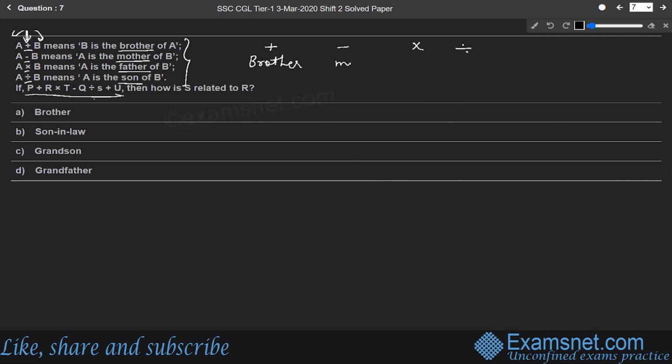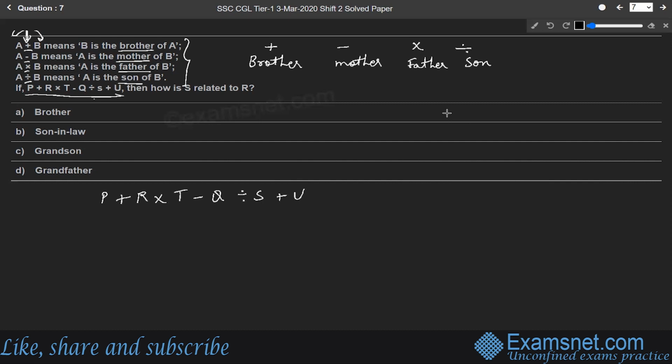Minus means mother. Multiplication means father. And division means son. All right. Now we have to establish a relationship between P plus R multiplied by T minus Q divided by S plus U.